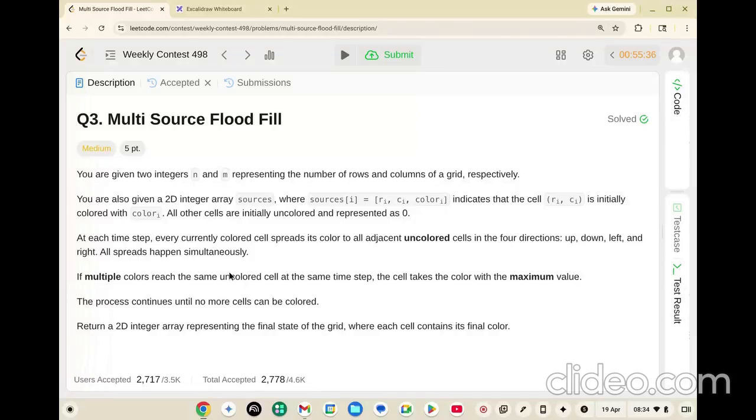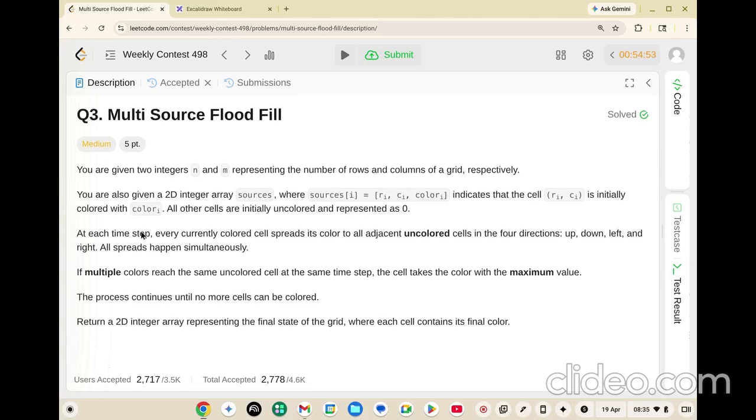Now let's look at the problem statement. What does the problem statement say? You are given two integers n and m, representing the number of rows and columns of a grid respectively. You are also given a 2D integer array sources, where sources[i] represents row[i], column[i], and color[i]. Initially those cells are colored color[i], and all other cells are uncolored and represented as 0. At each time step, every currently colored cell spreads its color to all adjacent uncolored cells in all four directions, that is up, down, left, and right.